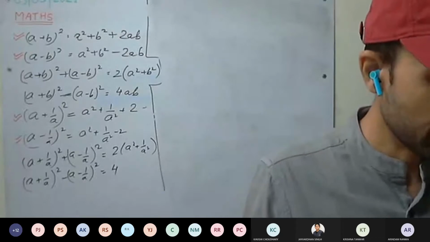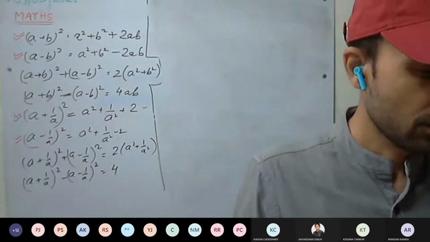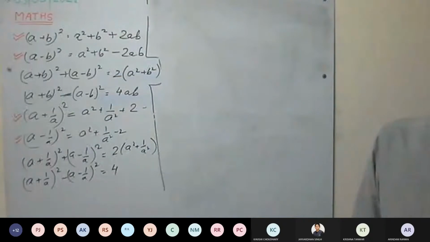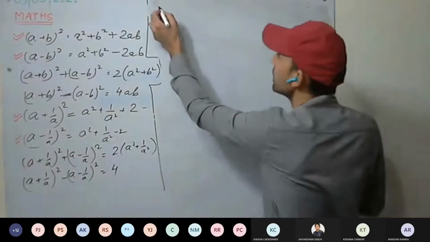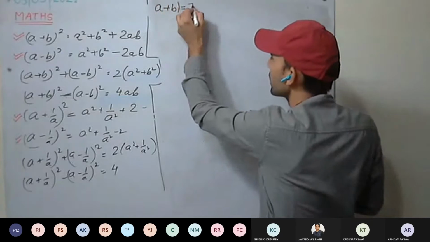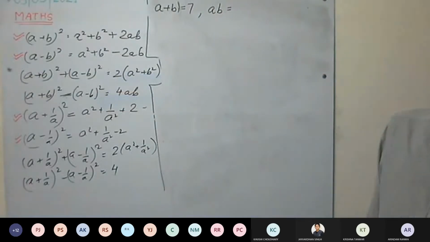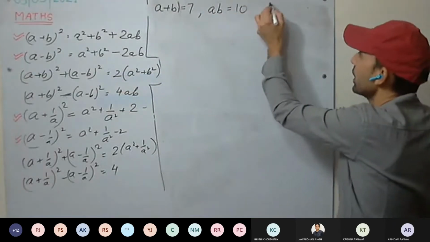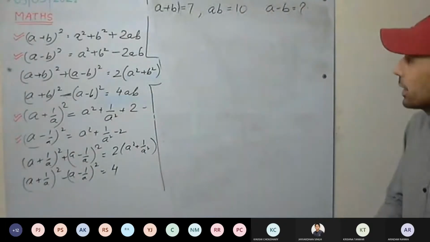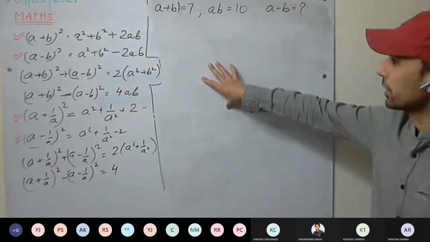If A plus B equals 7 and AB equals 10, we have to find A minus B. Here you can use two methods to solve. A plus B equals 7. See the question, this is given and this is being provided, AB equals 10. And we have to find the A minus B value. There are two ways to solve this one. Two methods are there.